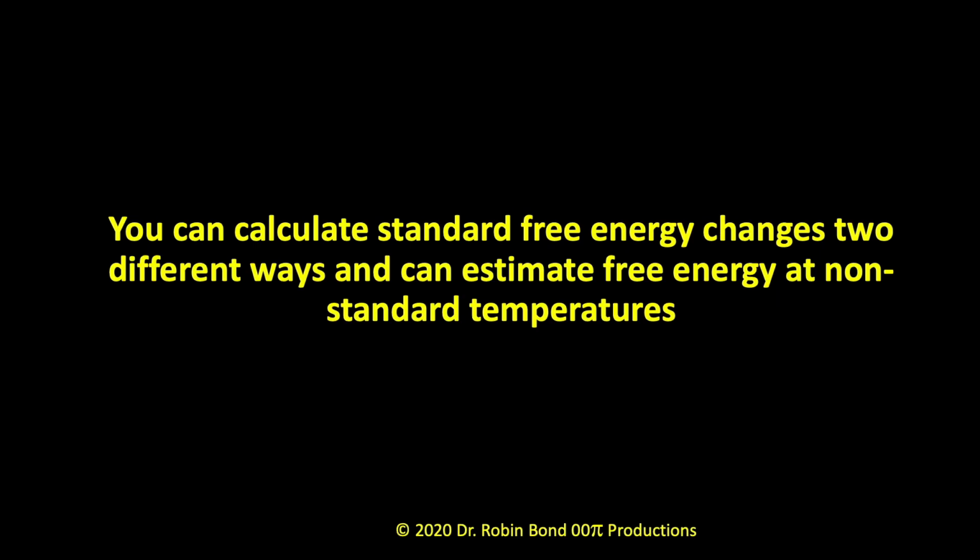So we've talked about two different ways we can calculate standard free energy changes. One of those is slightly easier than the other in my experience. And so you might ask why you would do one rather than the other. The answer is sometimes you cannot find the free energy of formation for a particular substance, and then you would have to do it the long way with the enthalpy and the entropy. We've also talked about ways to estimate free energy at a non-standard temperature, and this will be useful as we dive into our next topic on the relationship between free energy and equilibrium.